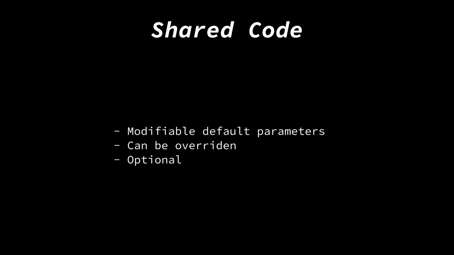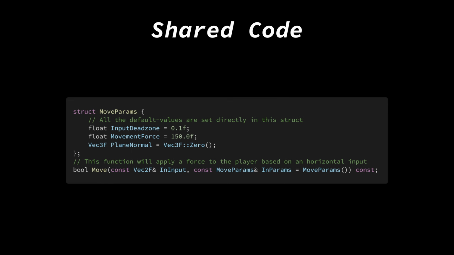I wanted the default parameters to be modifiable, but each state should also be able to override them with their own values. At the same time, not all states use all of the functionality. An example could be the dash or slide, where no friction should be applied. So I decided to implement some functions in the movement component, with an optional parameter struct. This fits my requirements perfectly.